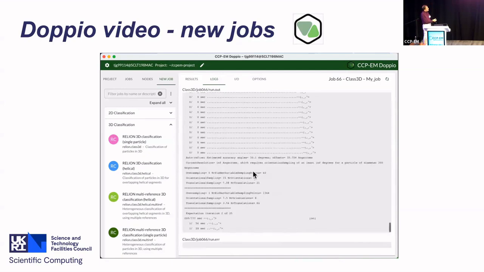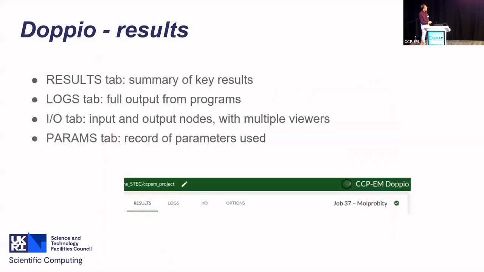So this then brings up the results pane, which has 4 tabs here, which I'm going to now talk about in a little bit more detail. Results essentially gives you the most important results that are coming out of a particular job, summary and highlights. Logs, again, gives you all of the output from the programs. You can see all of the gory detail if you need to, if something has gone wrong. The IO tab tells you about the input and output files and links to third-party applications. And options just gives you the parameters that you selected when you ran it.